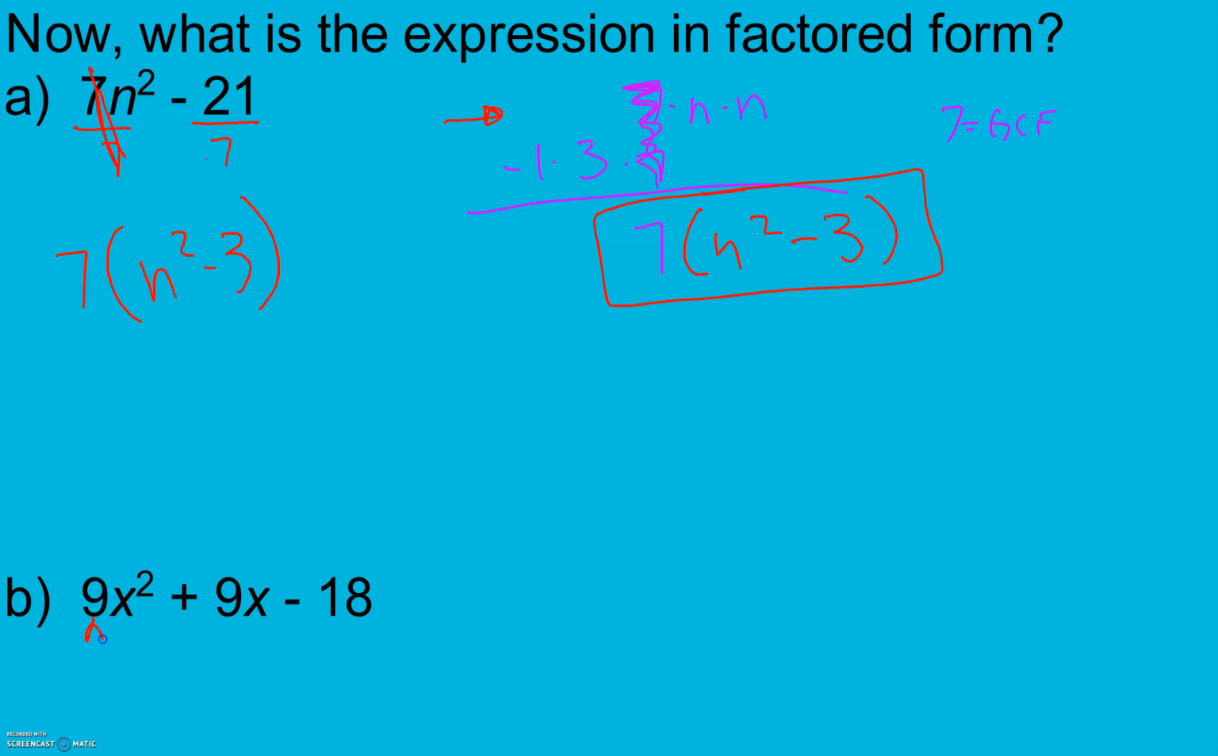On B, I have 3 times 3 times x times x. 3 times 3 times x. 18 is 9 times 2, which is 3 times 3, times 2. And again, remember the -1 here. And remember with our factor trees, we only use the ends of the branches, only the prime factors. So we don't account for that 9.